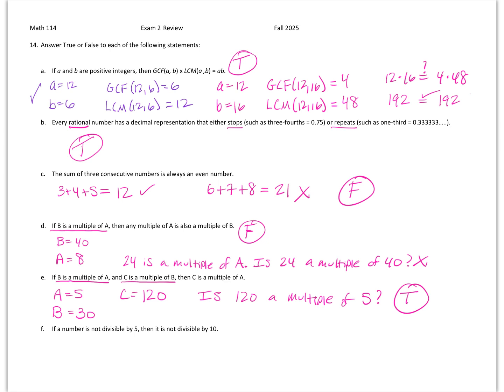And part F, if a number is not divisible by 5, then it is not divisible by 10. That's going to be true because if you make a prime factorization, if 5 isn't in there, then there's no way that 10 is going to be a factor. So this is true. Another way to think about this is to think about all the numbers that are divisible by 10. They always end in 0, and any number that ends in 0 is also divisible by 5, right? So if a number is not divisible by 5, then it's not divisible by 10 either.